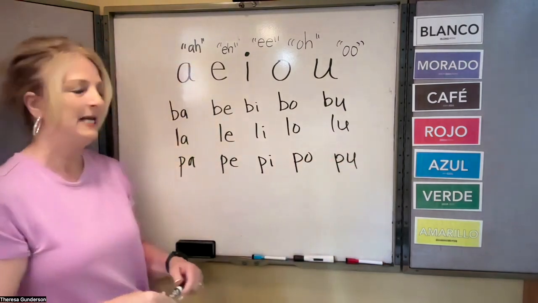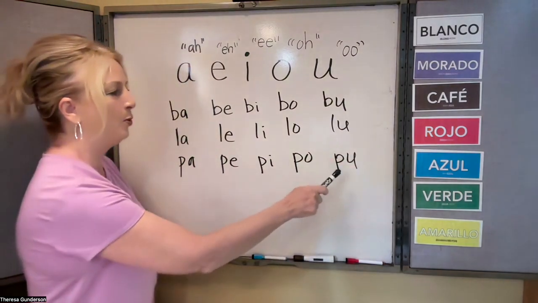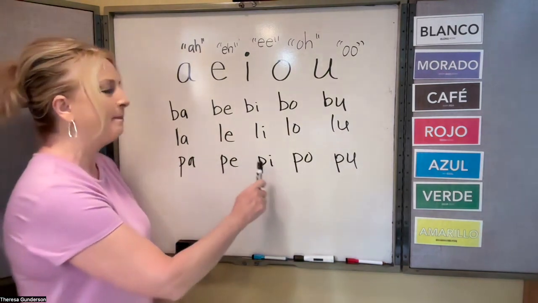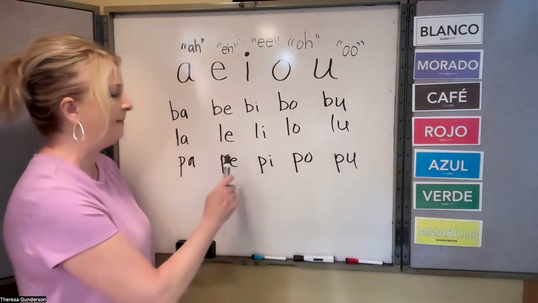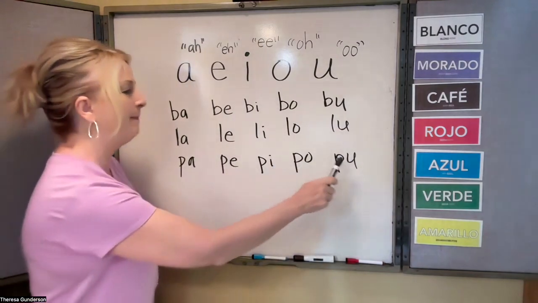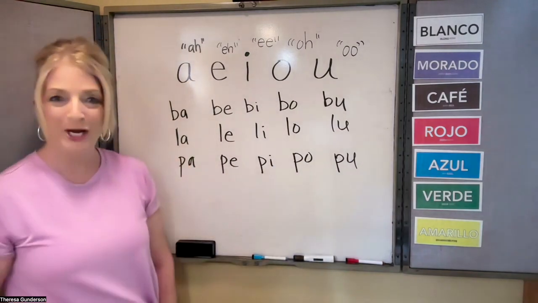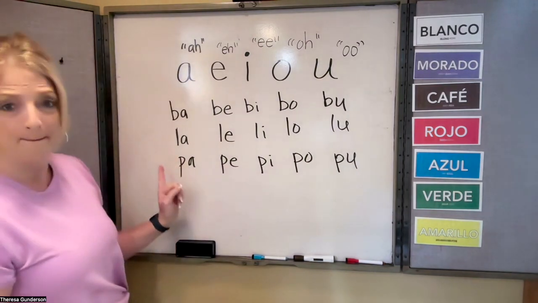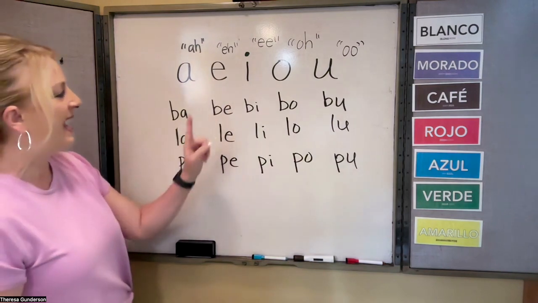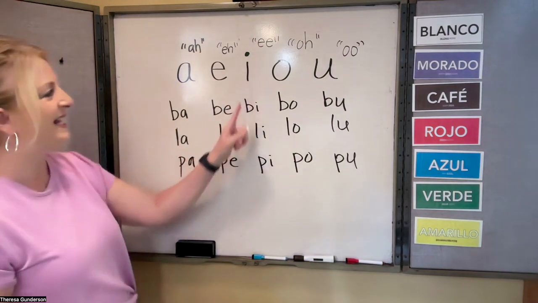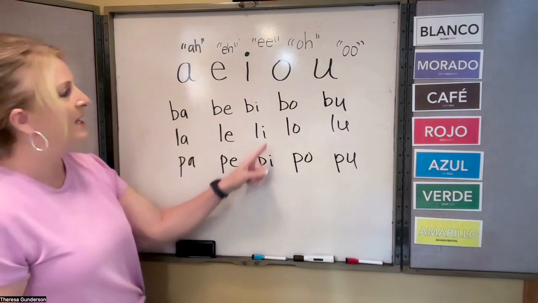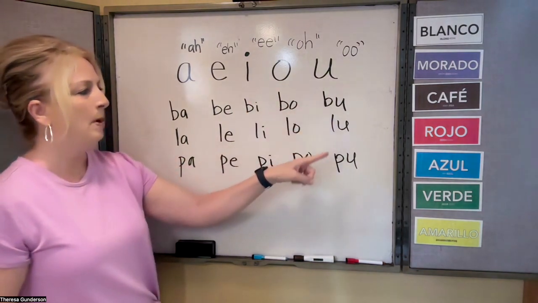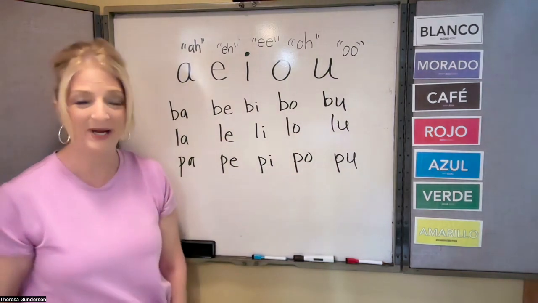Here we go. Pa, pe, pi, po, pu. Again, short and snappy is Spanish. Pa, pe, pi, po, pu. Pu, po, pi, pe, pa. Pa, pi, pu, po, pe. There we go. Now let's go from top to bottom. A, ba, la, pa. E, be, le, pe. I, bi, li, pi. O, bo, lo, po. U, bu, lu, pu. Okay, you catching on how easy that is?